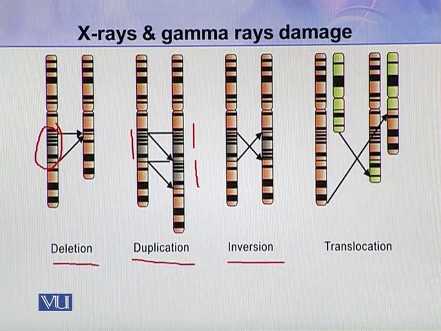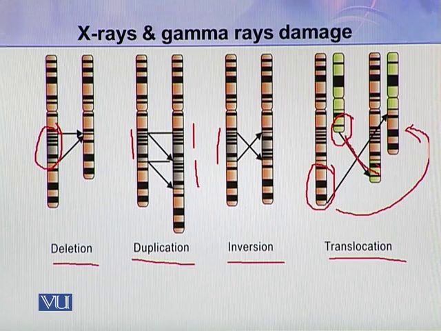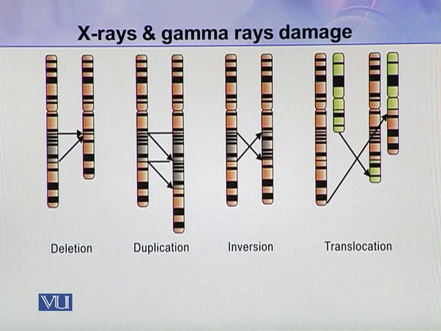In case of inversion, this portion of DNA has been inverted. So it is first broken and then it is rejoined, but in the opposite sequence. And in case of translocation, one piece of DNA is attached to another chromosome. Similarly here, a piece from here is attached to another chromosome. So this is translocation. These four types of chromosomal aberrations may be caused by ionizing radiations.